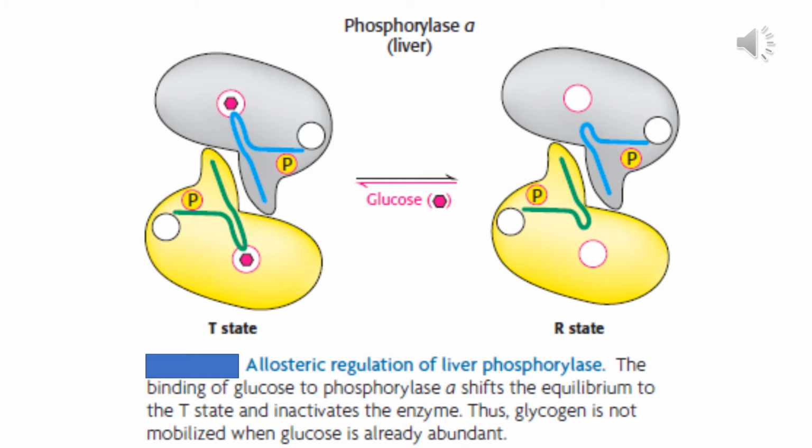And when the glucose level decreases below a certain value, phosphorylase A in the R state is favored and it acts upon glycogen to release glucose.